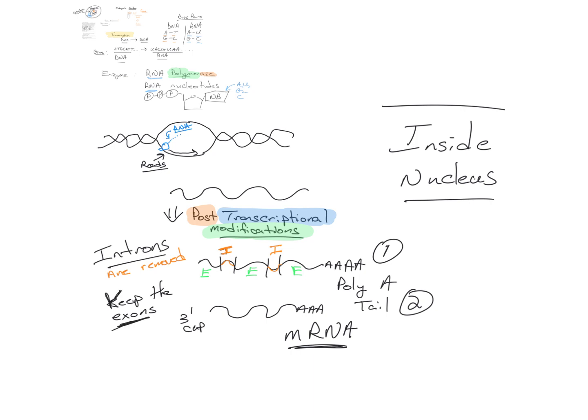So by definition, the message is shorter, correct? And we've changed it. Then we add this poly A tail. Again, we don't have time to get into why we're adding a poly A tail. We add a poly A tail and you put a 3' cap on it. Are we good with that? And that's called the mRNA. That's it. That's what you got to know. That's the part of the message that's going to leave the nucleus.